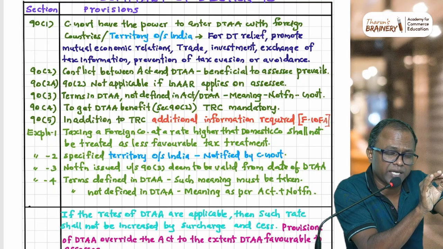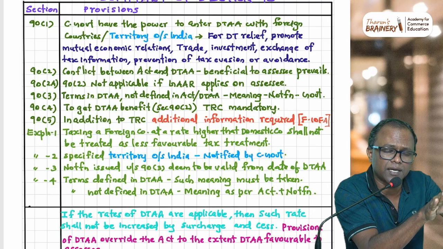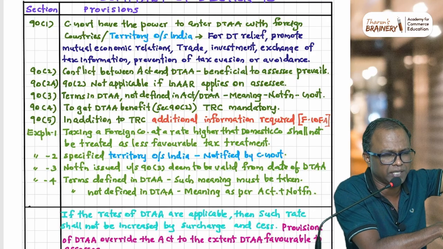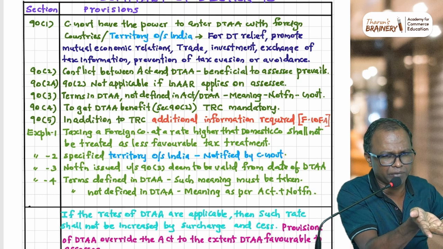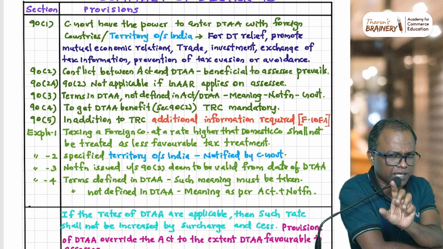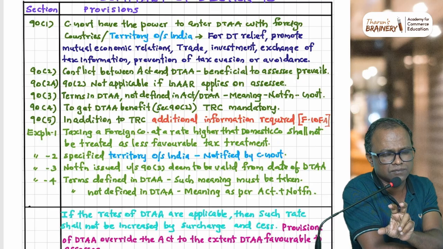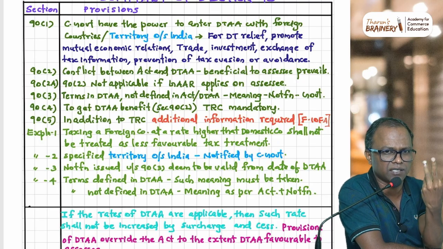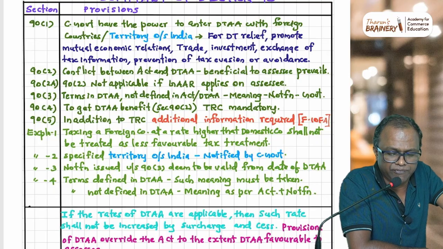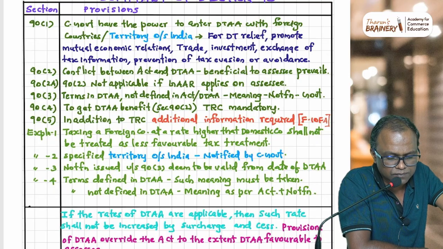But if any meaning is given in the DT agreement, then you cannot take the income tax meaning or dictionary meaning or general clauses meaning or constitution meaning or Wikipedia meaning. You can't take that. If a word used in the DT agreement has a definition, take only that definition. So by interpreting the definition, a lot of assessees will get benefits. So terms in the DTA not defined in the Act or DTA, meaning can be given by the central government through notification.